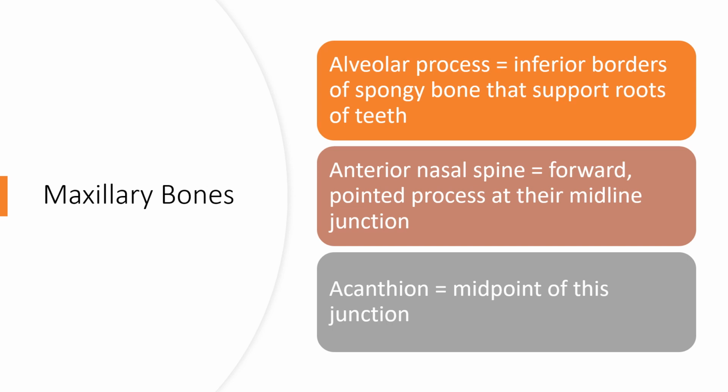Maxillary bones have an alveolar process, just like the mandible does. The alveolar process is the spongy bone that supports the roots of the teeth. So the alveolar processes of the maxillary bones, that's where the upper teeth are coming out of the bone. The anterior nasal spine, that's the acanthion. It's a forward pointed process at the midline junction, and it is right behind the soft tissue nasal septum.